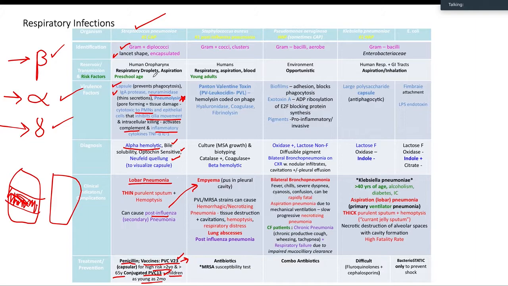Great. So that's our strep pneumo. There's much to learn about strep pneumo. If you go in your first aid book, I would say whatever's in there, try and memorize that because this is a very high yield bacteria.